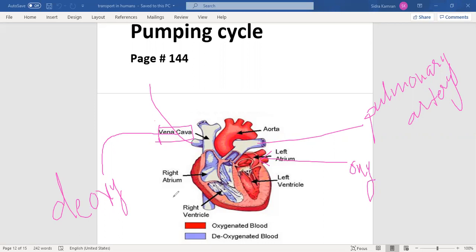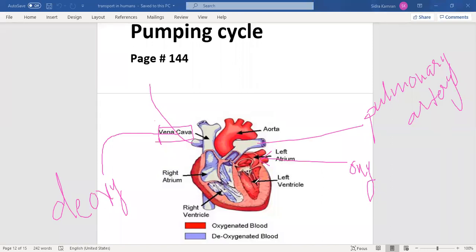This happens at the same time. The deoxygenated blood enters into the vena cava, after that into the right atrium, and the oxygenated blood from the lungs enters into the left atrium through the pulmonary vein, and then into the left ventricle. So this happens at the same time. The deoxygenated blood enters on the right side, and the oxygenated blood enters on the left side. So from both sides, the blood enters into the heart.